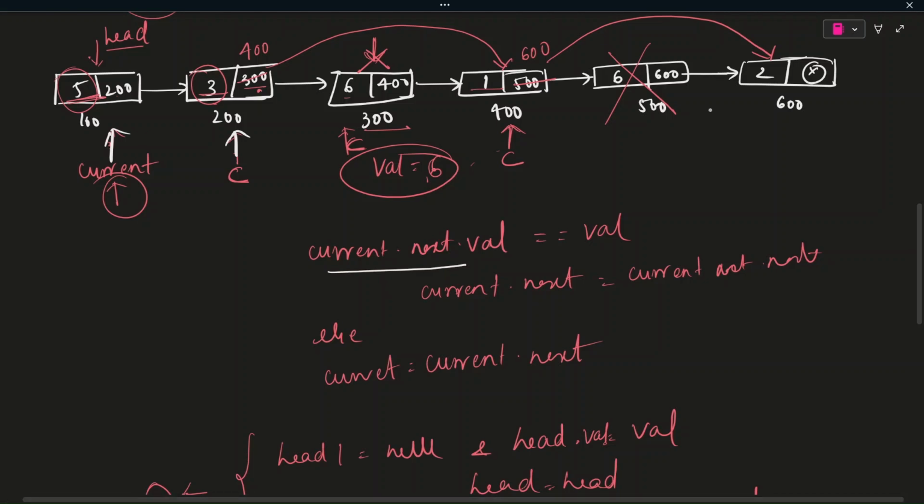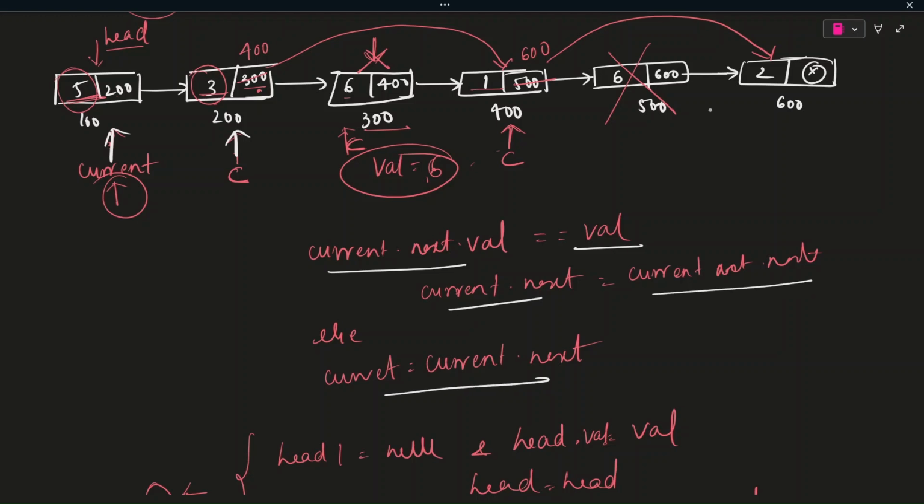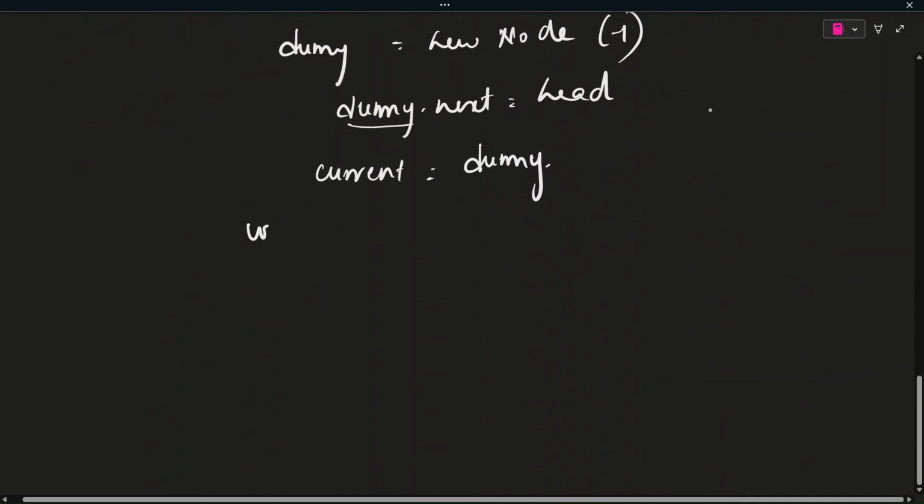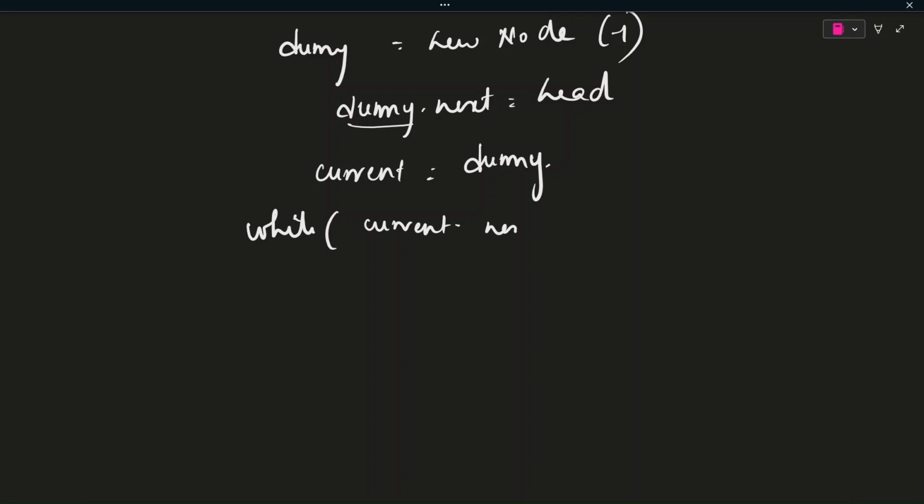If current dot next dot value equal to value, then we are changing the current dot next with current dot next dot next, or else we are moving the current node to the next node, right? So this process should continue till current dot next is empty, right? Whenever the current dot next, for example current is here and current dot next is empty, then we need to stop, right? So in the while condition, I'll write current dot next not equal to none. Till the current dot next value is not equal to none, we'll run the condition.